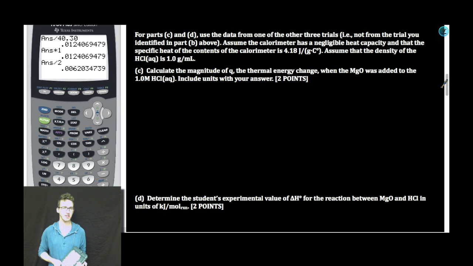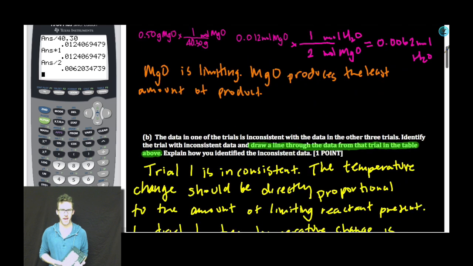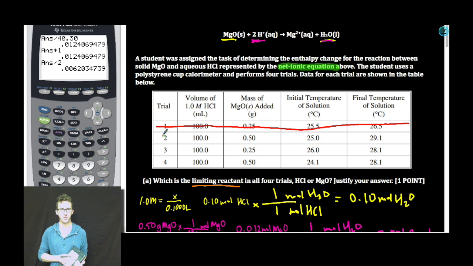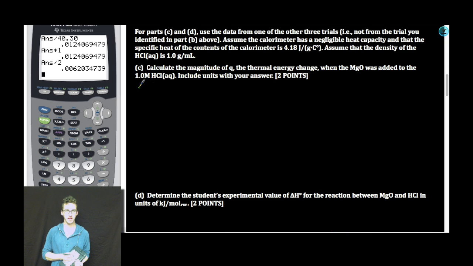Assume that the density of the hydrochloric acid solution is 1.0 grams per milliliter. Part C. Calculate the magnitude of Q, the thermal energy change, when the magnesium oxide was added to the 1 molar HCl. Include units with your answer. Alright, I'm going to go back up to my data table here. I'm going to grab some data from trial 2 and plug it into my Q equals MCAT equation.